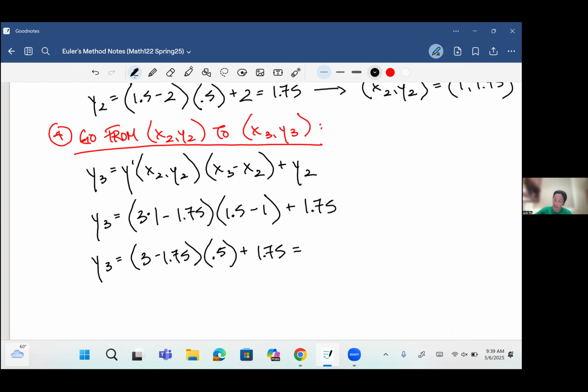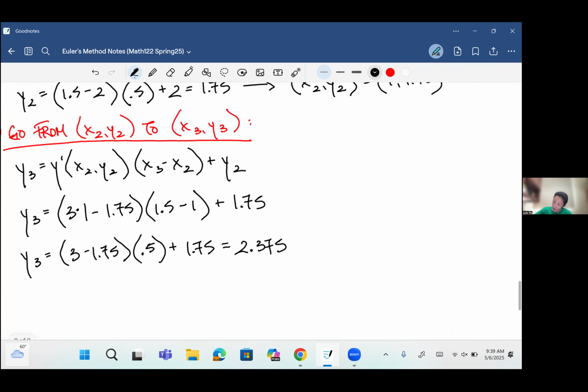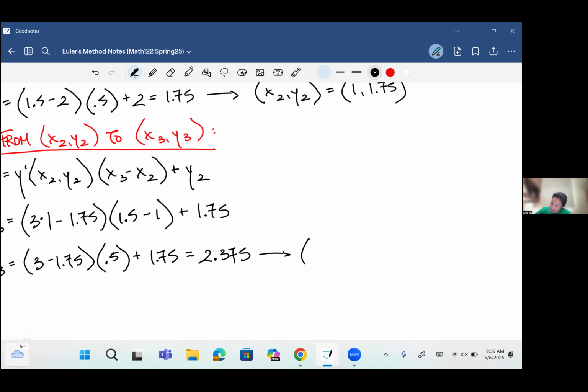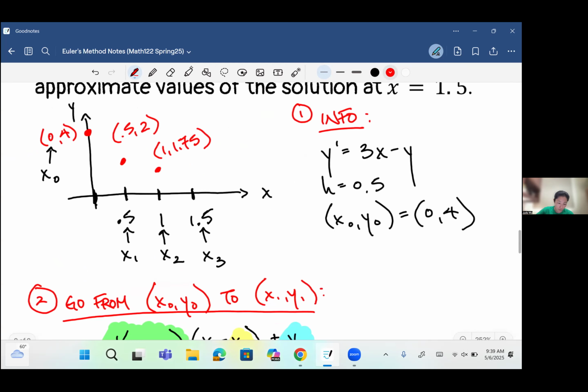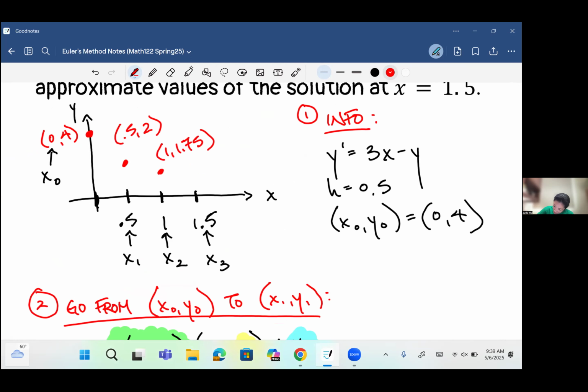And when we work this all out on the calculator, we get 2.375. And what that means is that my x3, y3 is 1.5, comma 2.375. Okay, so let's throw that back on our diagram. Let's see, we've got 1.5 and then this one, so this is 1.5, 2.375. That means that our approximate solution is 2.375.